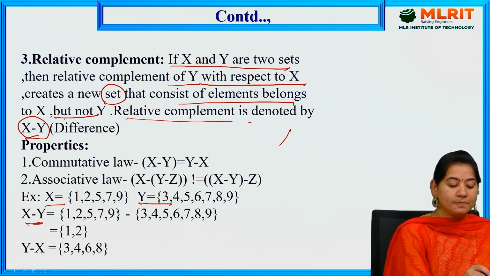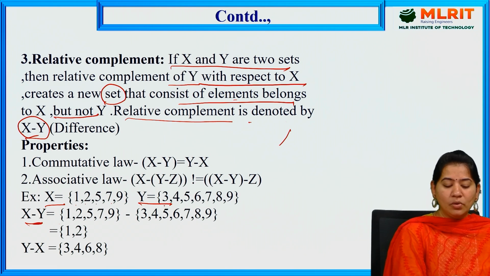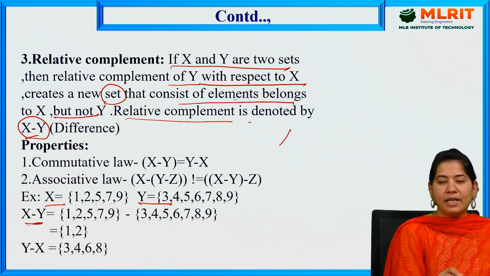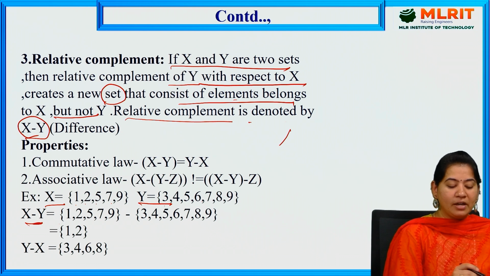That is nothing but X = {1, 2, 5, 7, 9} and Y = {3, 4, 5, 6, 7, 8, 9}. So now what it will do is, first it will cancel the common elements. So what are the common elements we have here?